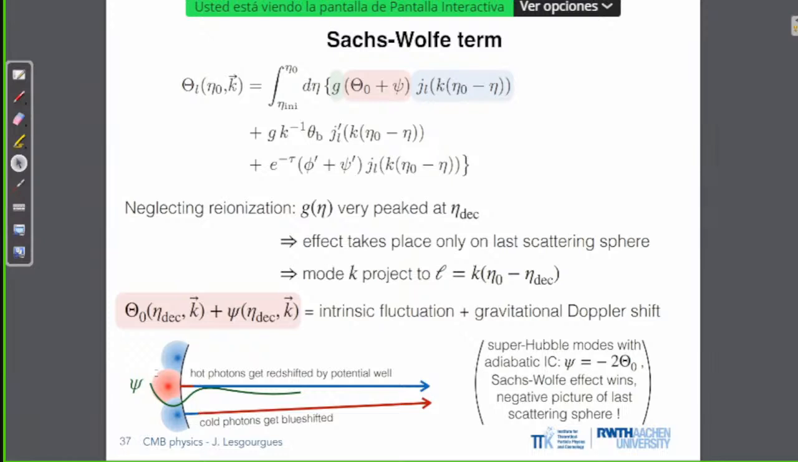But this is true only for large scales. For small scales, psi becomes negligible, as we will explain later. And so on small scales, we have a positive image of the CMB. And so this is the first term.